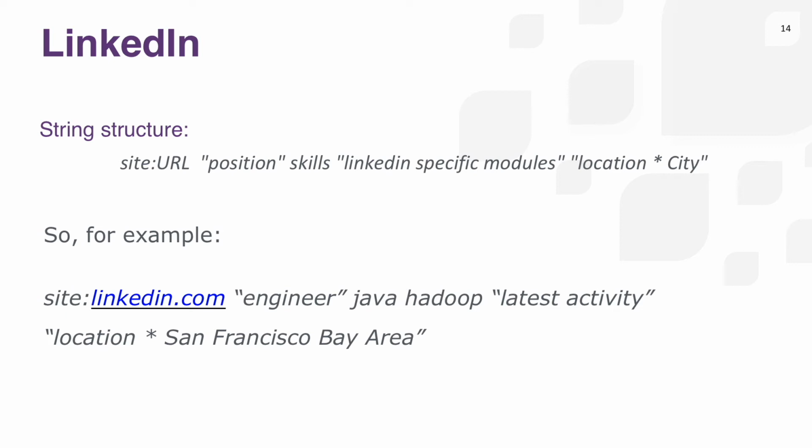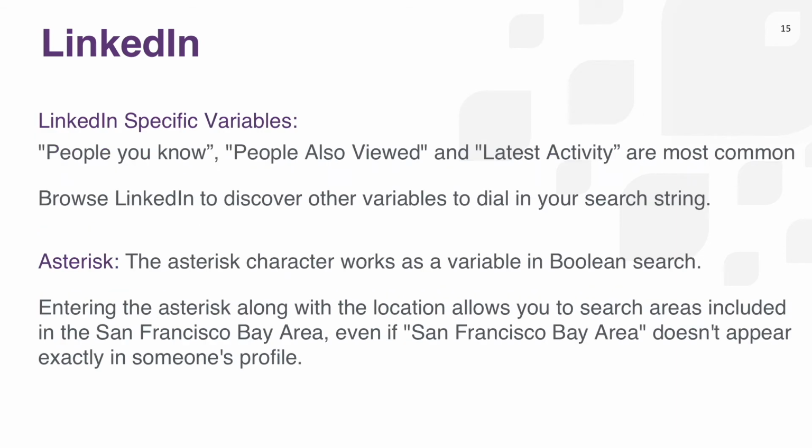So for example, I would type in site:LinkedIn.com, in quotations "engineer", space Java, space Hadoop, in quotations "latest activity", and then in quotations "location", space asterisk, space San Francisco Bay Area. To break it down a little further, let's talk about LinkedIn variables.